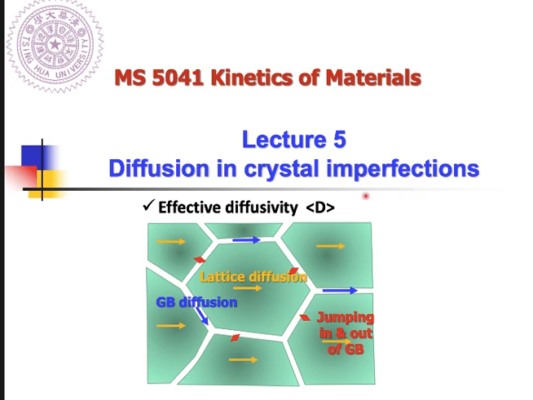For example, what are the crystal imperfections? For example, point defects, dislocations, or grain boundaries. So I grabbed a picture here. This is a polycrystalline material. So you have a grain, and in between two grains, you have a grain boundary, right?